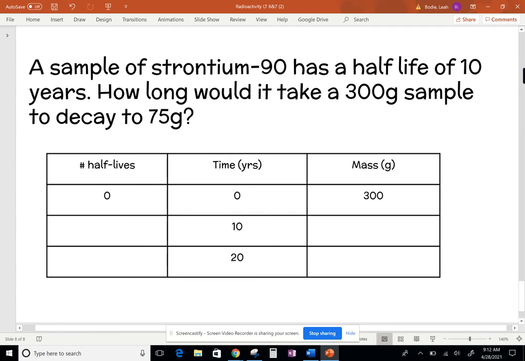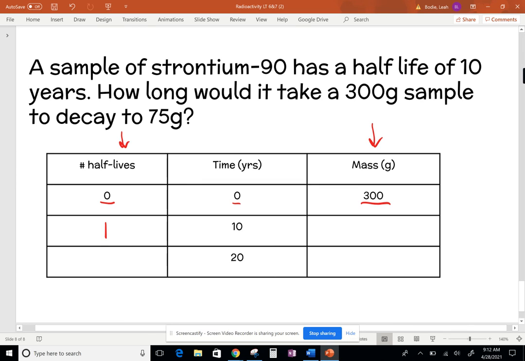Let's go through one more example here. For this example, we have a sample of strontium-90, and it has a half-life of 10 years. We want to see how long it's going to take for a 300-gram sample to decay to 75 grams. What we're going to be concerned about again here is filling in our half-life table and filling in our mass. So again, at 0 half-lives, no time has passed. We are just starting with 300 grams.